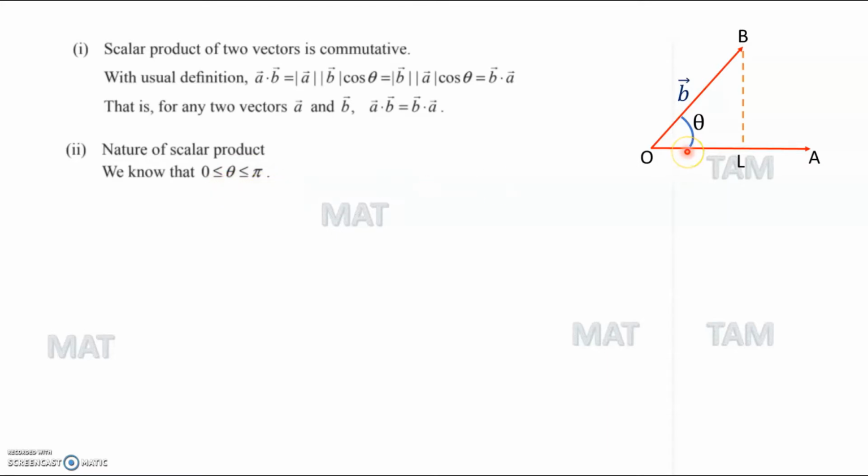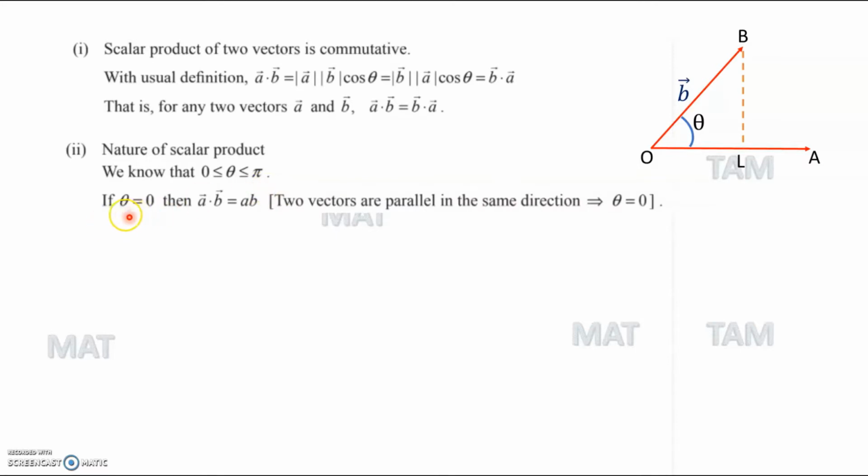The nature of scalar product, we know that theta, which is the angle between two vectors for which we are going to find the dot product, ranges from 0 to pi. So let's first see each case when theta is equal to 0. When theta is equal to 0, then A dot product with B will be equal to AB.